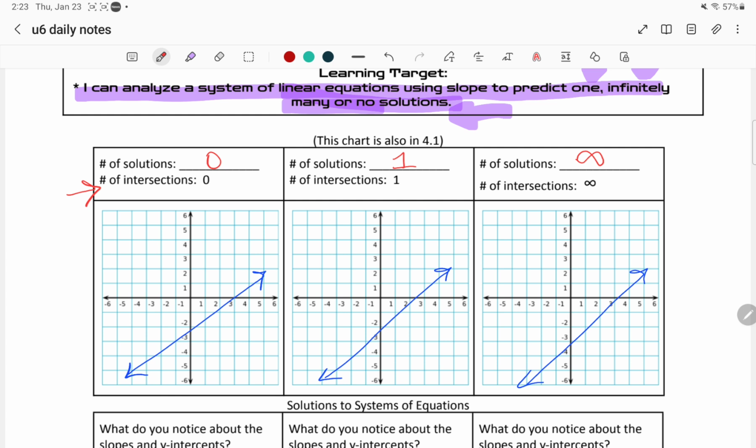When we have zero solutions, that means we have zero intersections. If we have zero intersections, that means my two lines never touch. We have a special word for that. That is called parallel. When we have one solution, that's one intersection. So I can have a line that crosses here, here, or here, it doesn't matter where, but I have one intersection.